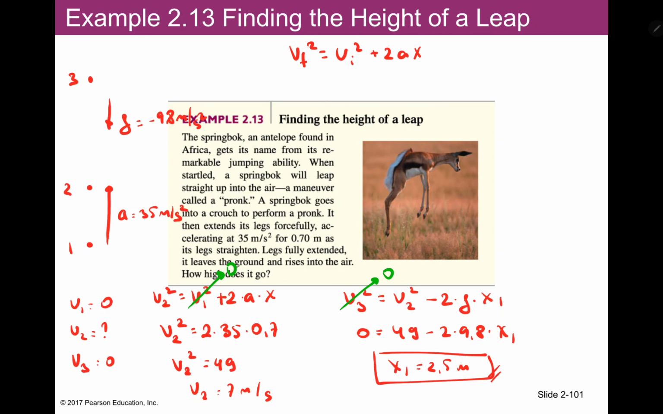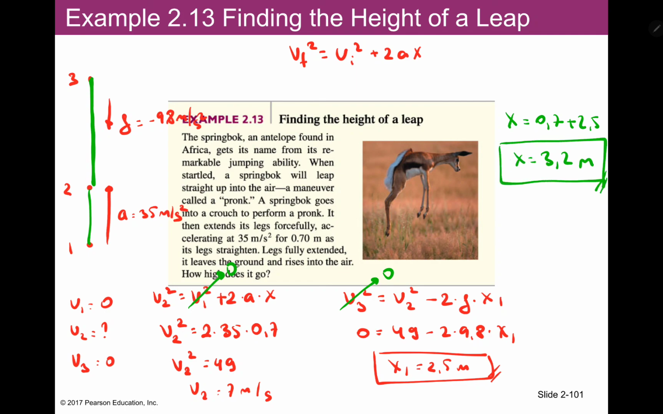So this part, this height, equals 2.5, and this height is 0.7. In total it can jump 0.7 plus 2.5, which gives us 3.2 meters. In total it can jump 3.2 meters.